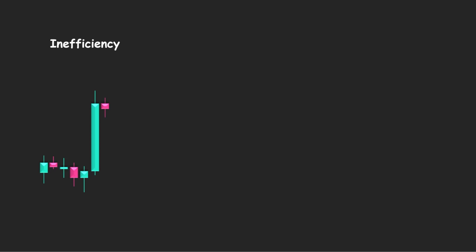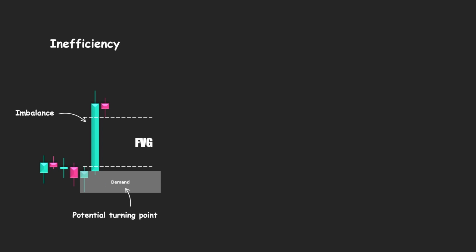Inefficiency happens when price leaves an area very quickly because there is an imbalance between buying and selling pressure. We can see this through fair value gaps left between candles. These gaps show that there wasn't enough supply or demand at that level, which makes the demand zone stronger.